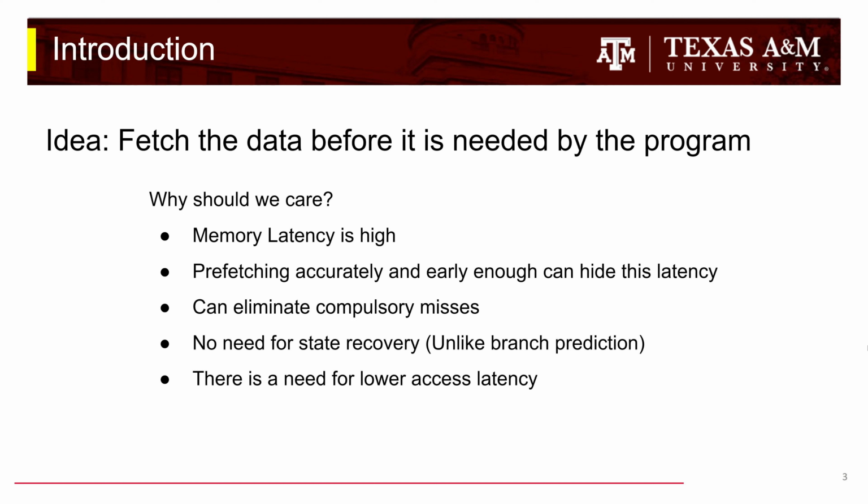But exactly why should we care? Well, because memory latency is high, and prefetching accurately and early enough can hide this latency. Additionally, compulsory misses can be eliminated. There isn't a need for state recovery, unlike branch prediction, and there is a need for lower access latencies, especially in our age of modern processors.